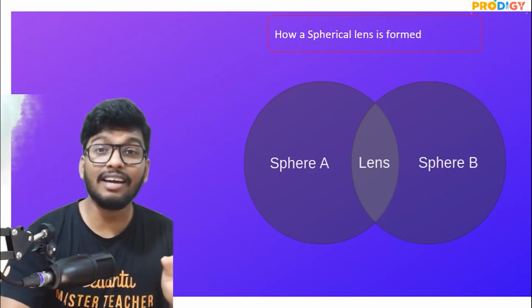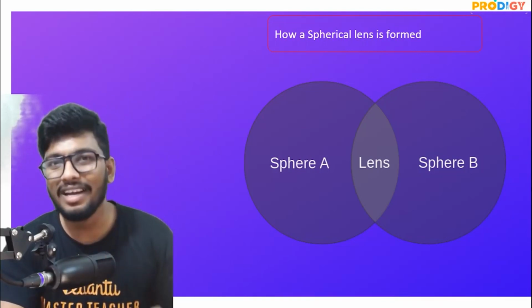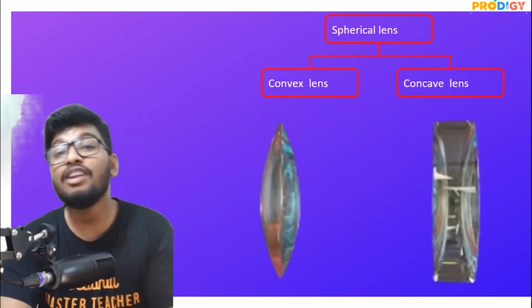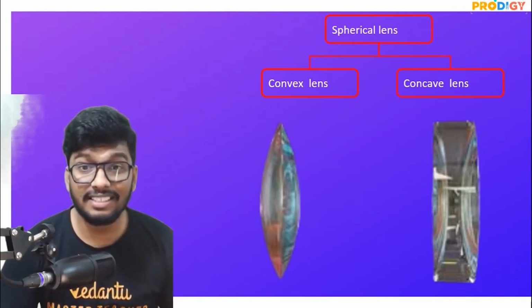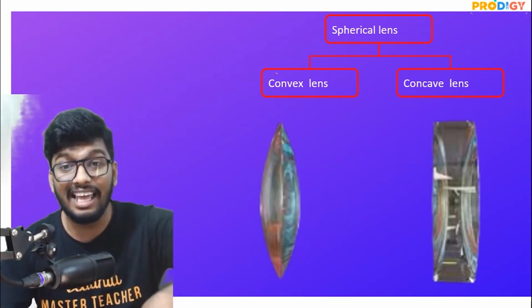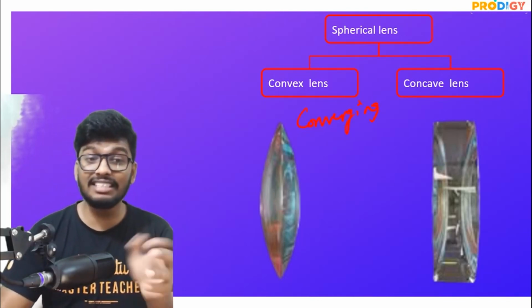Now, here's the thing, guys. Just like how you have two different types of mirrors, lenses are also of two kinds. You have concave lens and convex lens. Now, here's the thing. The difference is this. Your convex lens is a converging lens.